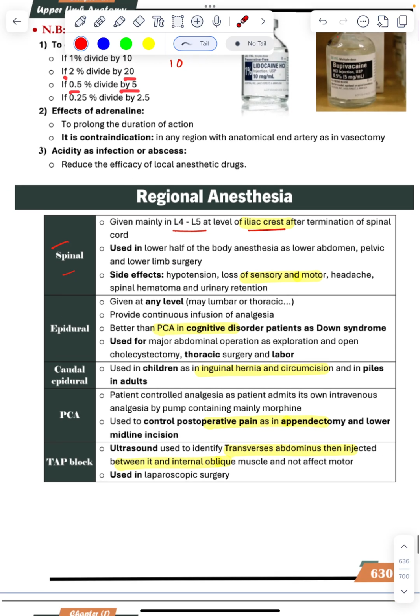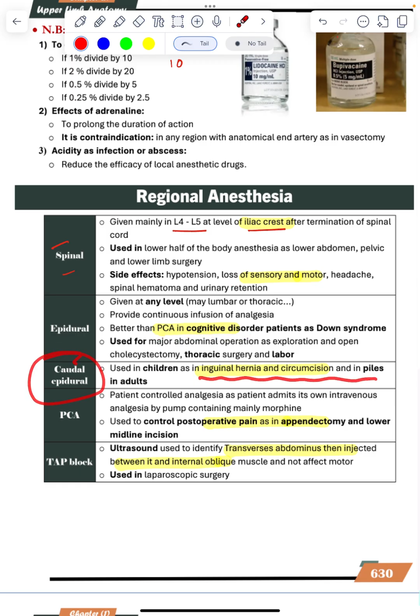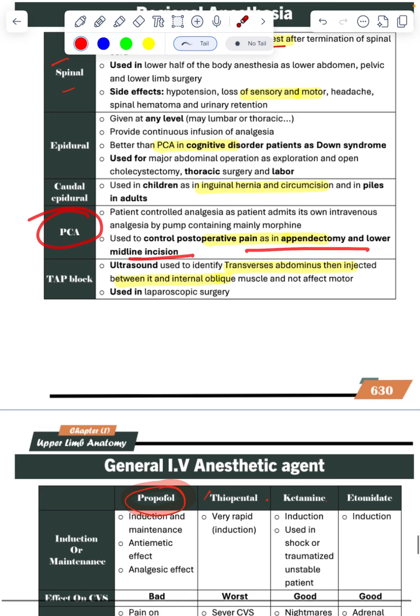Spinal anesthesia at L4-L5, iliac crest level is given, sensory motor block. Epidural anesthesia. Caudal is used in inguinal hernia, circumcision, piles, and adults. Patient controlled analgesia, this is basically for post-operative pain like appendicectomy and all that. TAP block in laparoscopy and all, transverse abdominis plane block.